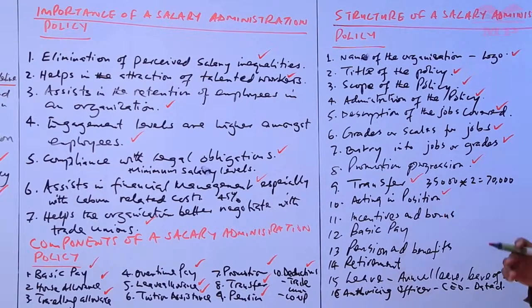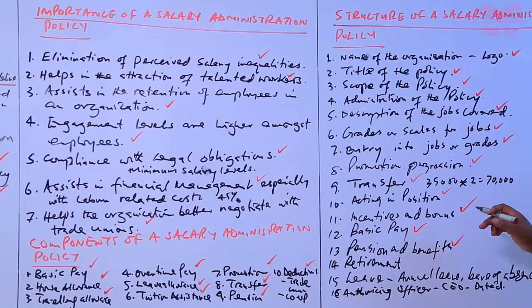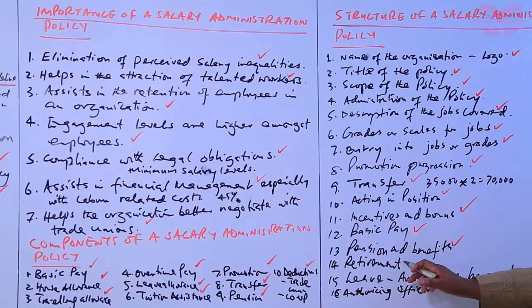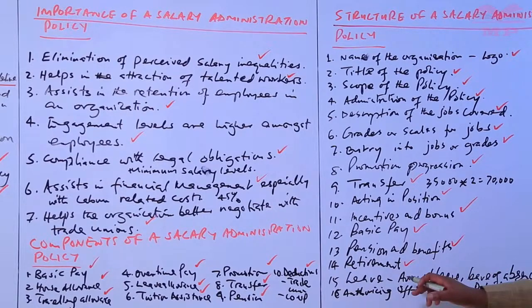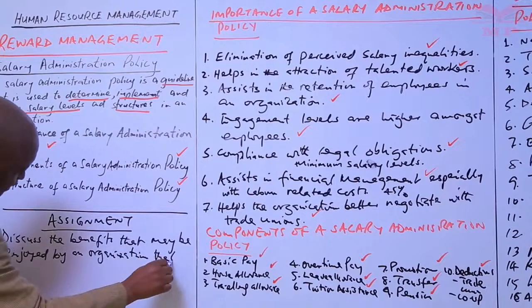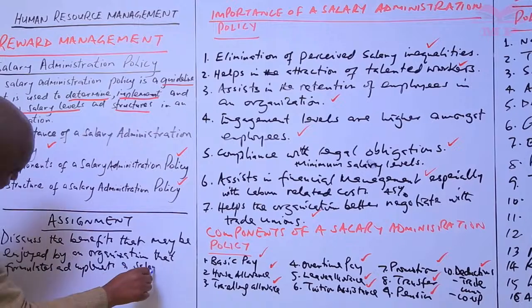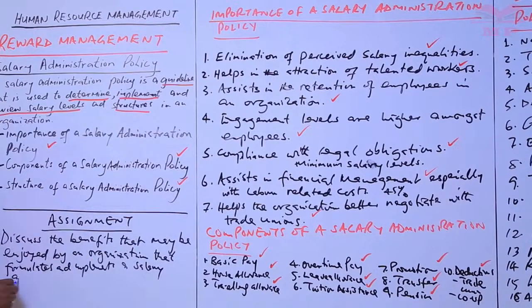So if an employee is acting in a given position, what should the payment be like? Number 11, incentives and bonus. Number 12, basic pay. 13, pension and benefits. 14, retirement. 15, leave, which may, for example, be annual leave. That is what an organization that formulates and implements a salary administration policy should consider.